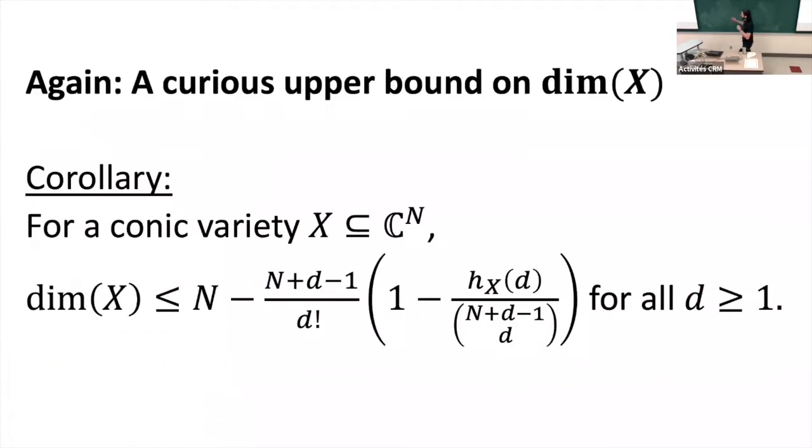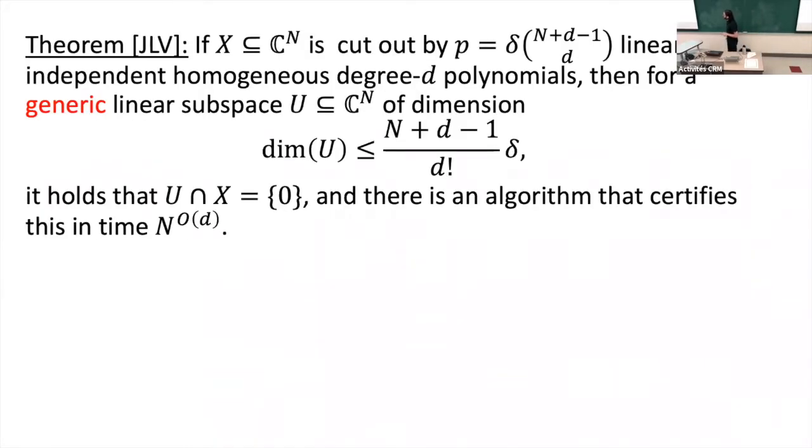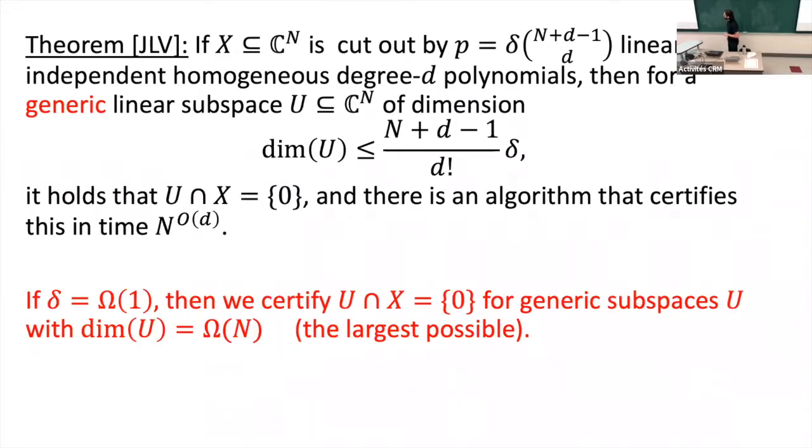So let me blow this up. This same result, what's going on? Is there a geometric reason for this? I don't know. All right, so for example, if delta is constant, you'd have some family of varieties, then you can certify entanglement in subspaces of dimension up to order n, the largest possible.